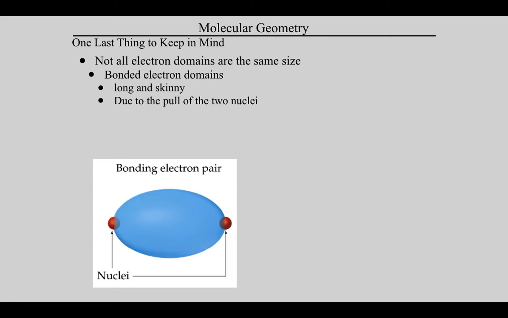So that is what a bonded electron domain looks like. Now let's talk about non-bonded electron domains. As the name suggests, a non-bonded electron domain, a lone pair, is not involved in bonding. As a result, it's short and fat because it's only being pulled on by one nucleus.